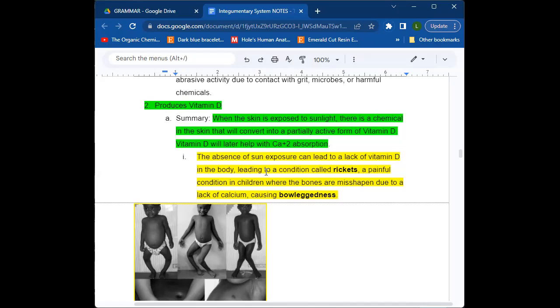So we need to know that when children have a lack of vitamin D, they develop the condition rickets. Because if there's not enough vitamin D, then there's not enough calcium absorption. And since calcium is what makes the bones strong, if there's a lack of calcium, then the bones are going to be brittle.